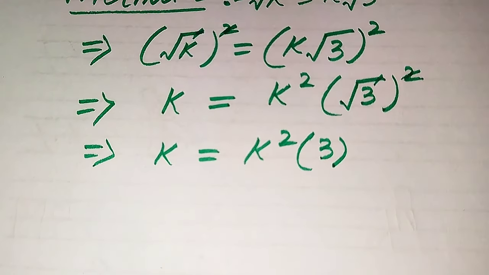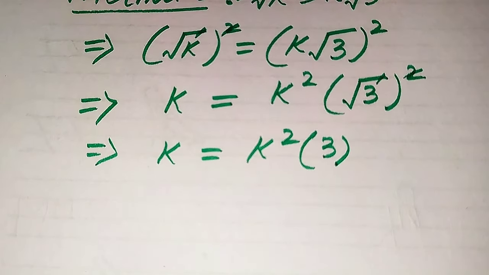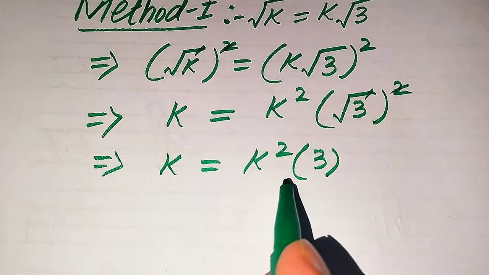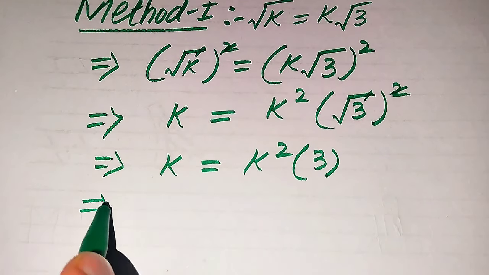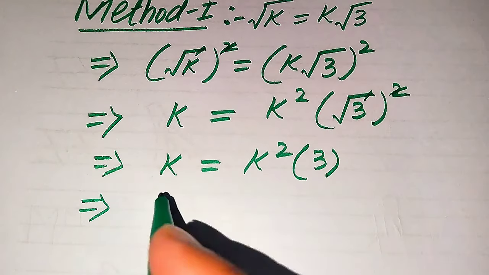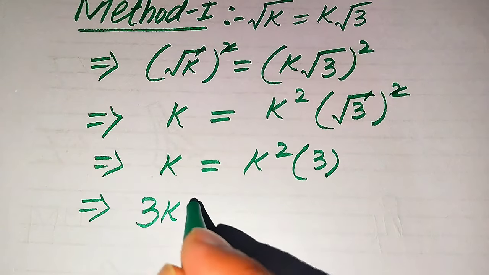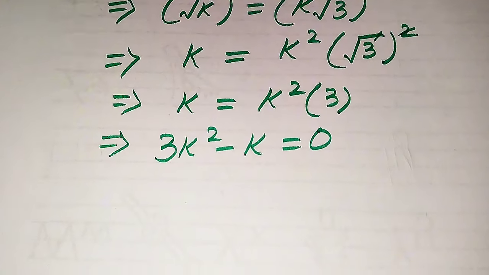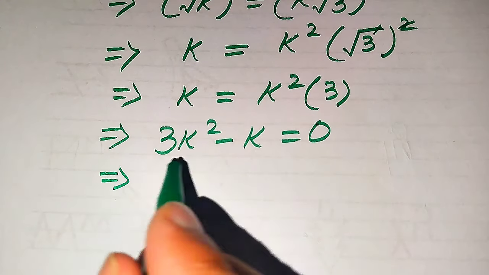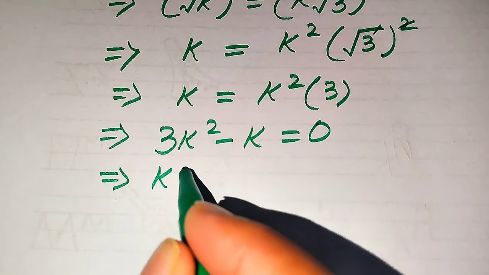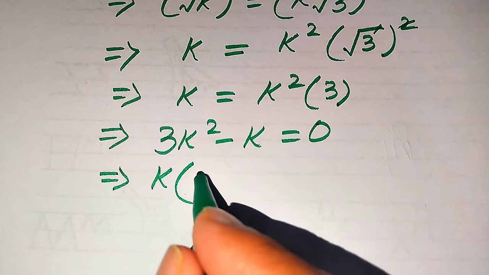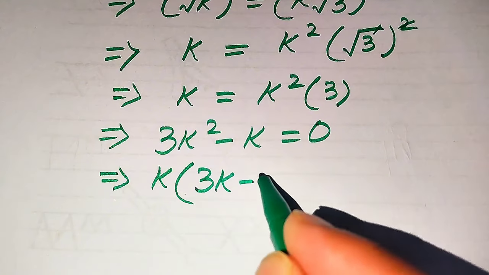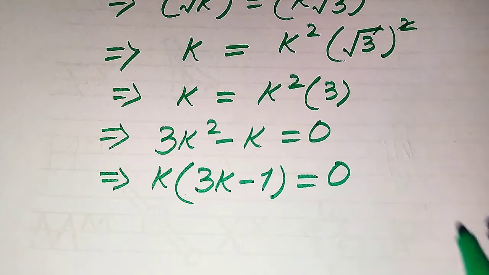Here we write this equation in simplified form, and we write this as 3 times k squared. Further we move this k to the right hand side, and after moving it, it becomes 3 times k squared minus k is equal to 0. Now in the next step you see both of these terms involve k, so we take k common from here, and after taking k common we get 3 times k minus 1 is equal to 0.